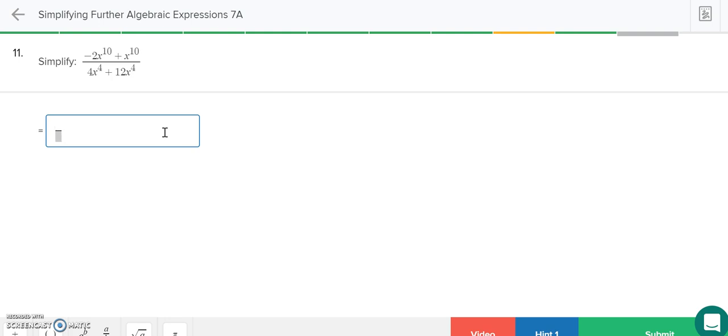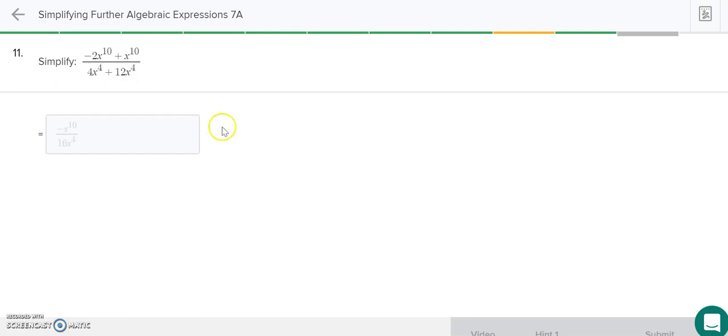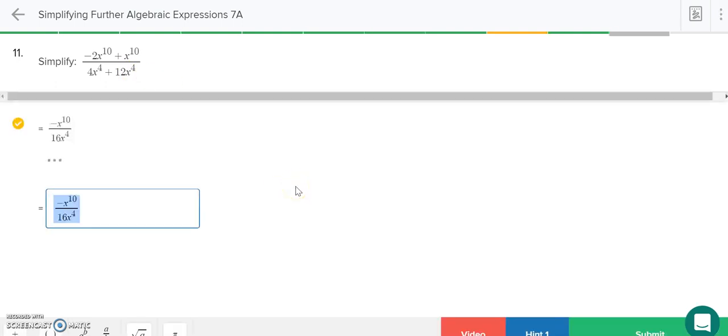So negative 2 plus 1 is negative 1. So I'm going to have negative x to the power of 10. And then on the denominator of my fraction, I'm going to do 4x to the power of 4 plus 12x to the power of 4, which is 16x to the power of 4. Then they want me to simplify that further. So I can cancel out 4 of these x's on the bottom with 4 on the top, and that will leave me with 6 on the top.